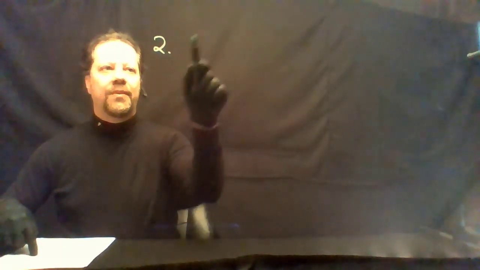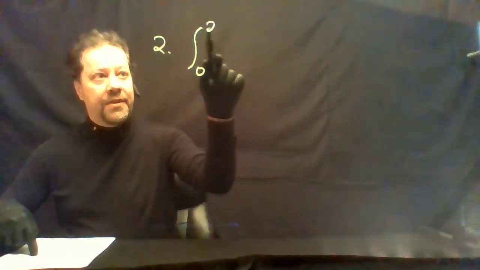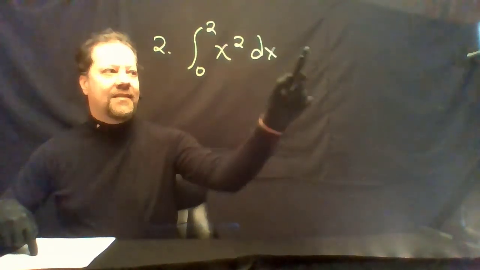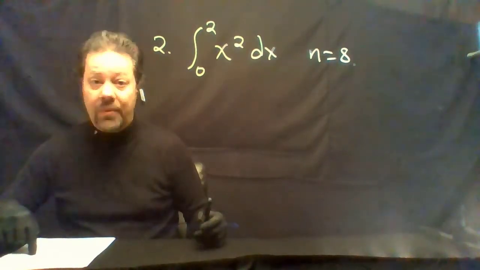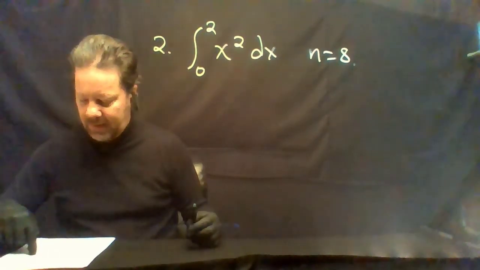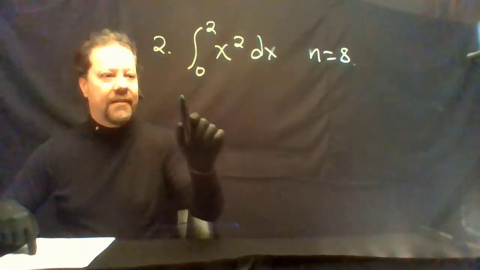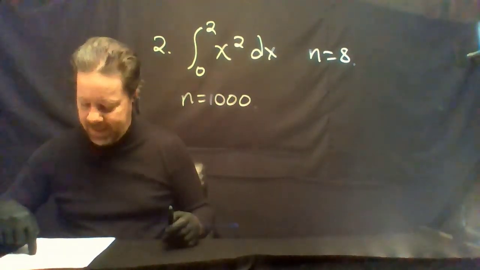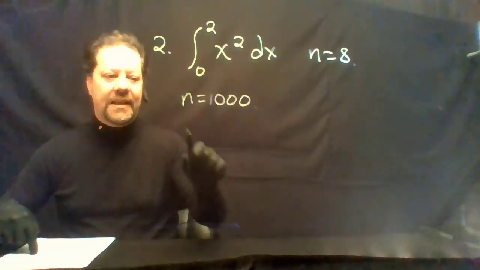On problem 2, you're asked to use a Riemann sum to estimate the integral from 0 to 2 of x squared dx. Use the right-hand rule and endpoints. What value is obtained with n equals 1000, and then using the second fundamental theorem of calculus, what is the exact value?